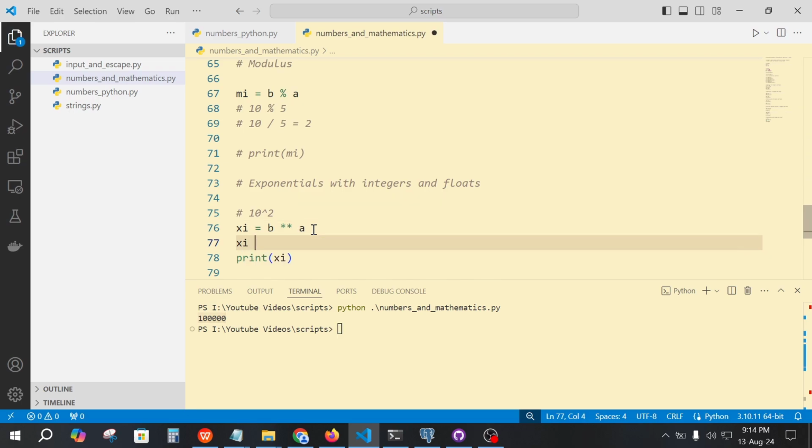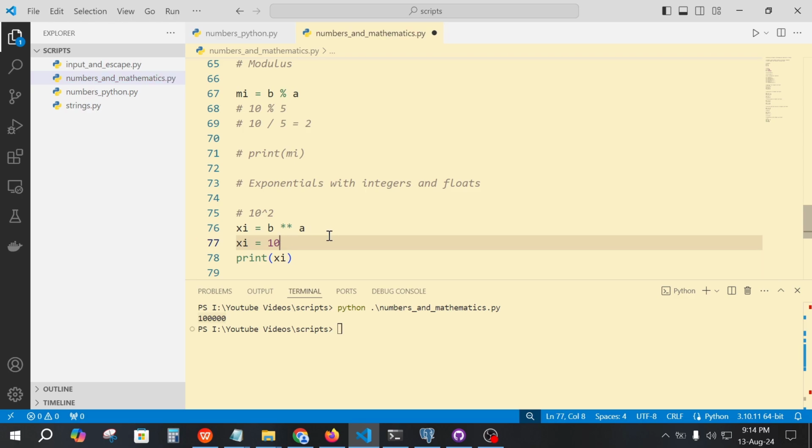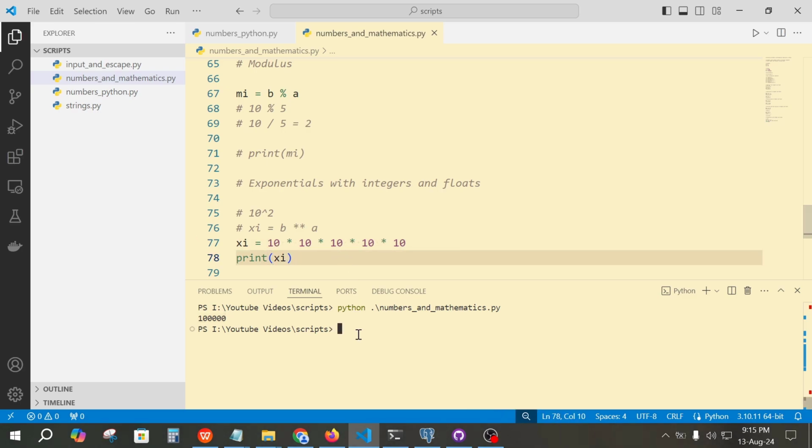Let me visualize it. So b is 10, and exponent 5 means it is 5 times. So 10 multiplied by 10 multiplied by 10 multiplied by 10 multiplied by 10. So 1 2 3 4 5, 5 times. Let me comment it out, and if I print it like this, we will get the same result. As you can see, the same amount of zeros and a 1 at the start.